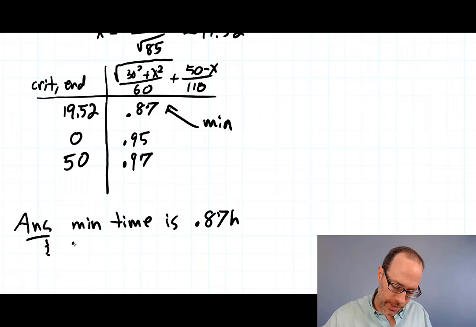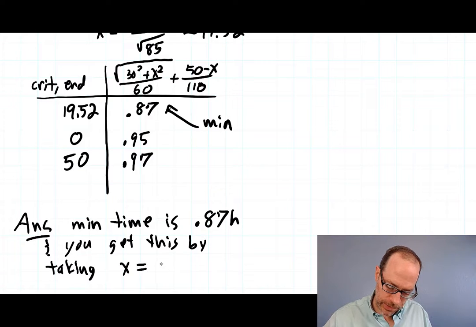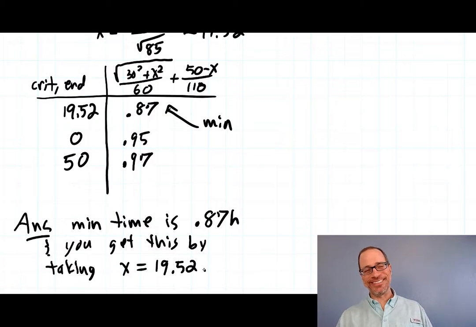And you get this by taking x equal to 19.52. There you have it. All done.